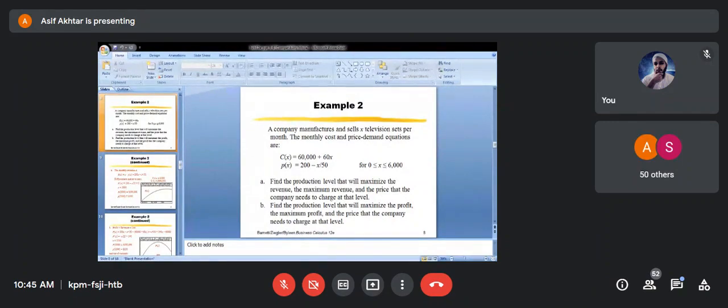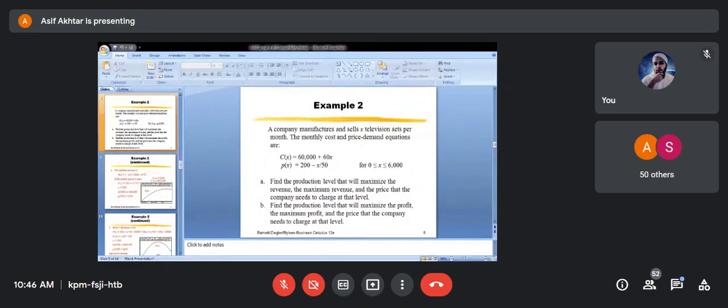So this is what. Now let's move to the B part of the question. What is the B part of the question? Yes, find the production level, that is the x value, that will maximize the profit. Now instead of revenue, they have asked you for the profit function. So conceptually, how do we get the profit function? Revenue minus cost.